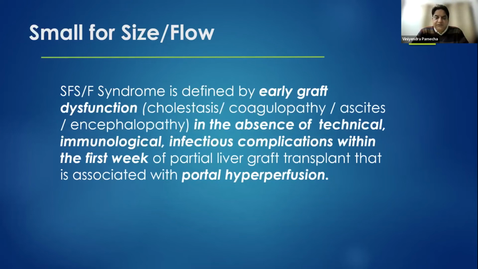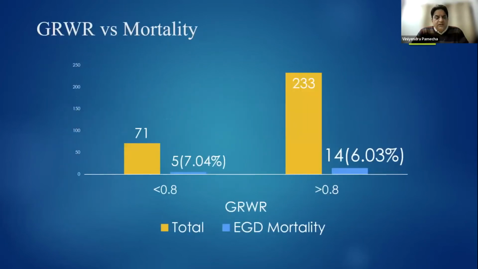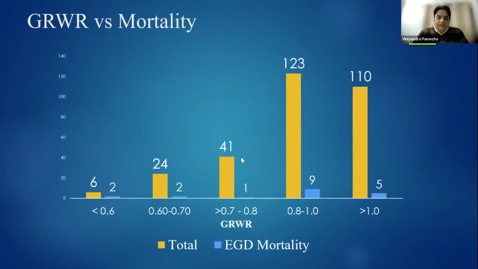As I said previously, it's a portal hyperperfusion related injury. And this is just to show our data that it's not exactly the graft weight. This is basically 71 patients with less than 0.8 and lots of patients with more than 0.8. There was no difference in EGD related mortality based on graft weight. But when we come down to less than 0.6, that's when the mortality becomes significant. So it is very small grafts which are susceptible to portal hyperperfusion injury.